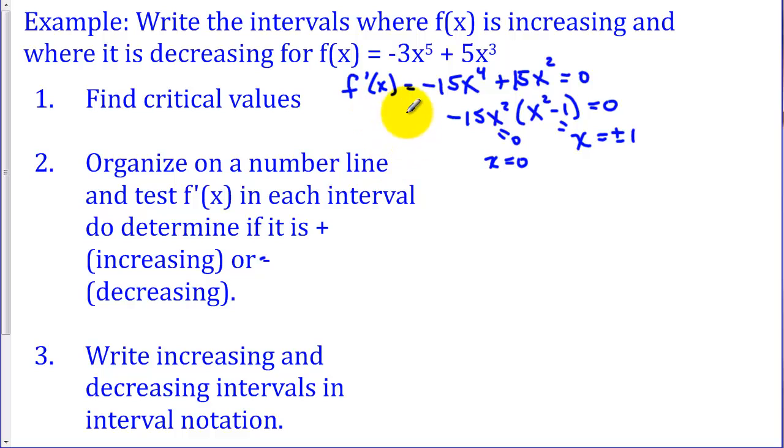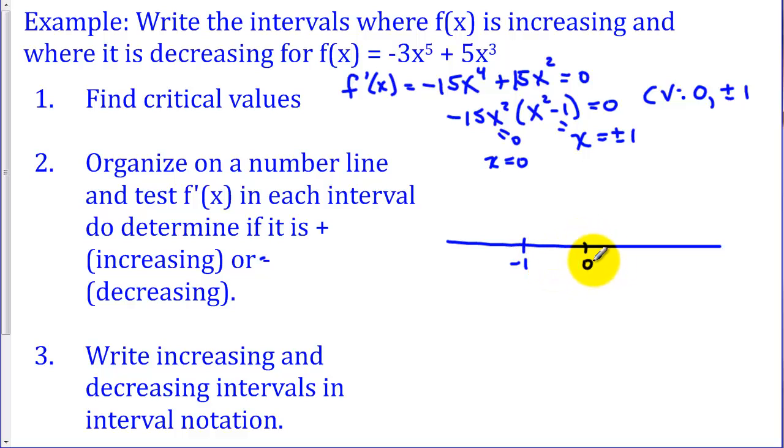The second way of finding critical values are any values that make this derivative undefined. Well, this is a polynomial. It's defined for all values, so there's no places where the derivative is undefined. And the third we look at would be where the original function was undefined, but this function is defined for all real numbers. So our critical values are 0 and plus or minus 1. So we're going to organize that on a number line. And we're going to test in each interval.